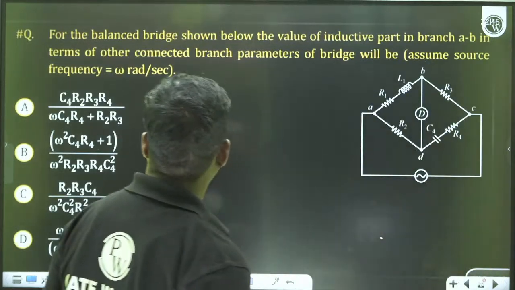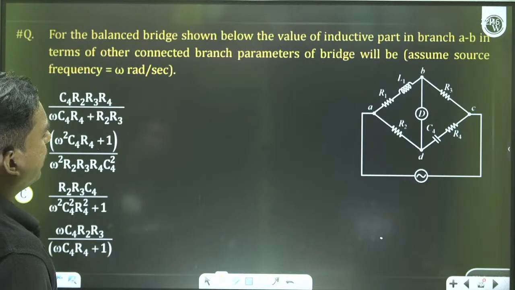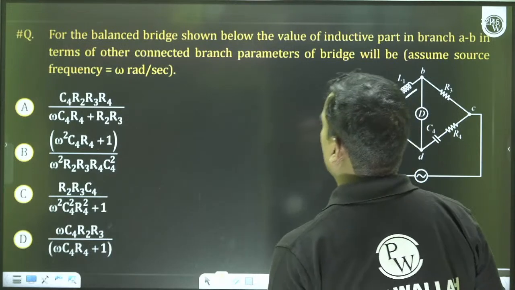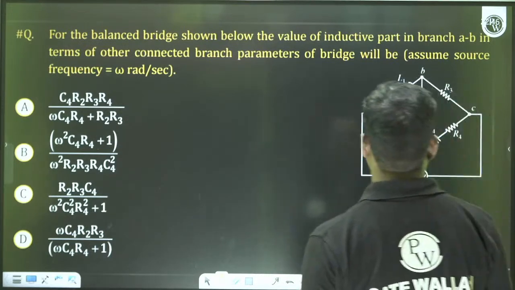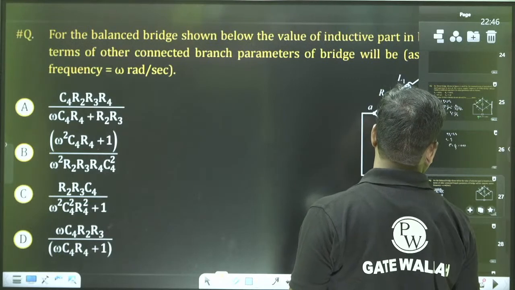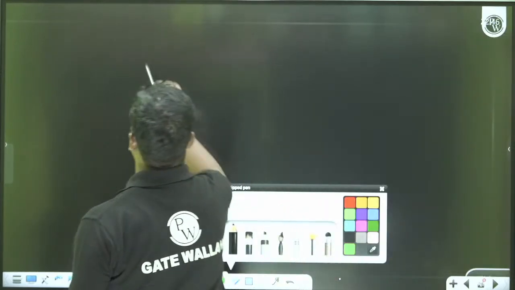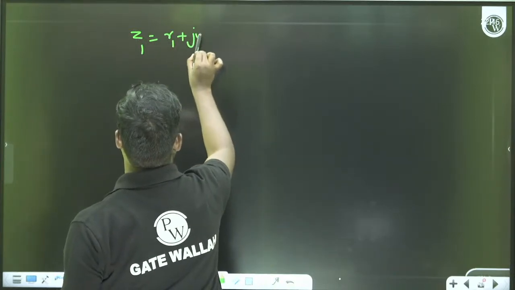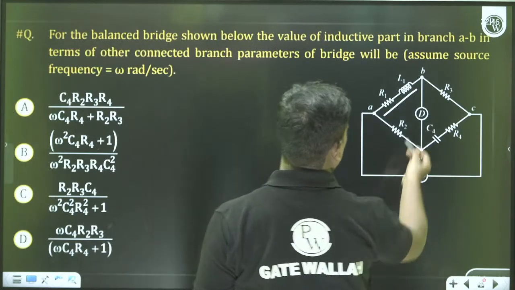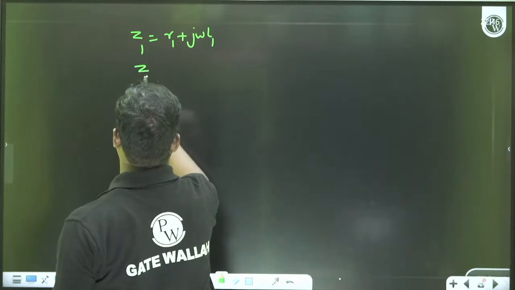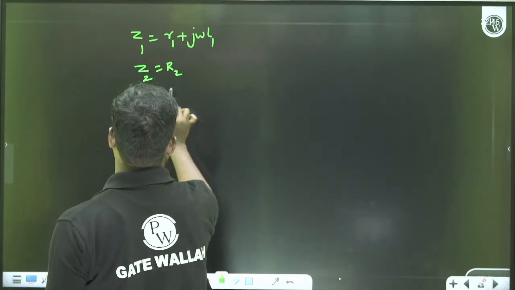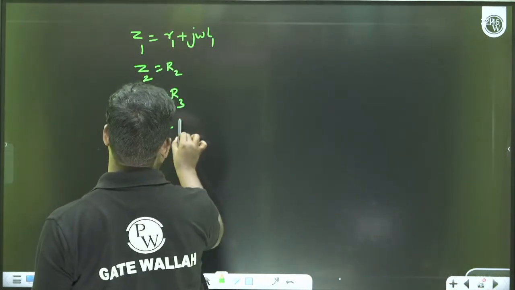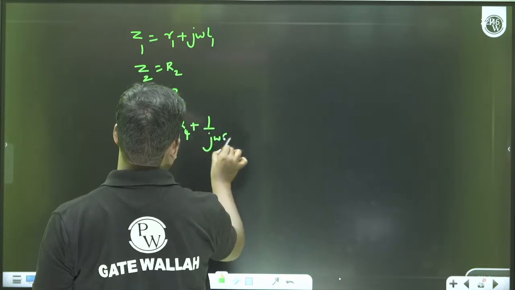So this is also same for the balance bridge shown below. The value of the inductive part in branch AB, in terms of the other connected branch parameters, will be... Okay, same. So we can find it by using these expressions. Z1 is equal to R1 plus j omega L1. Z2 is equal to R2, Z3 is equal to R3, Z4 is equal to R4 plus 1 by j omega C4.